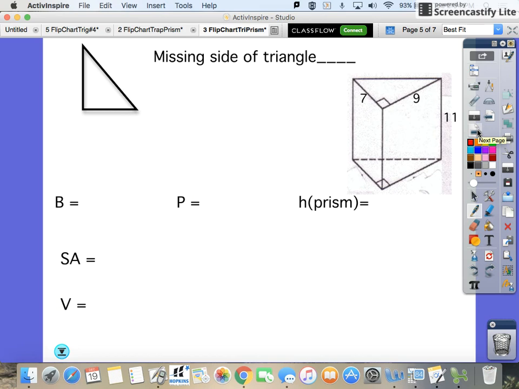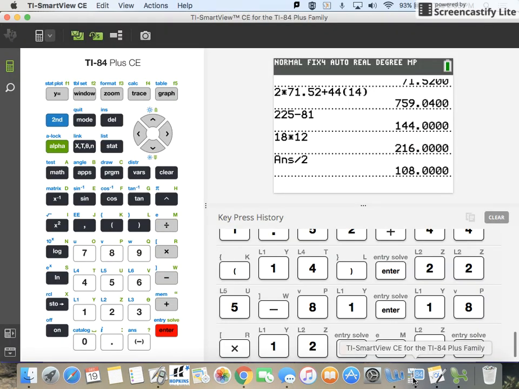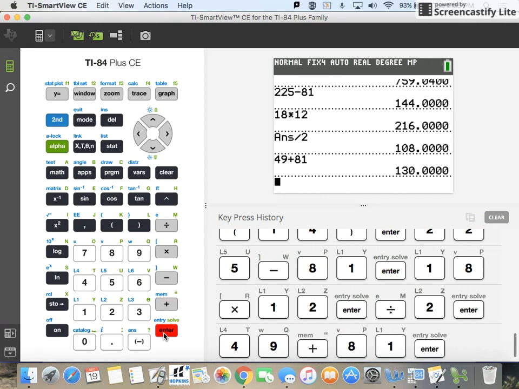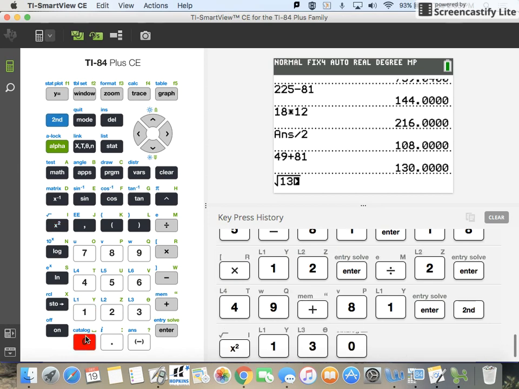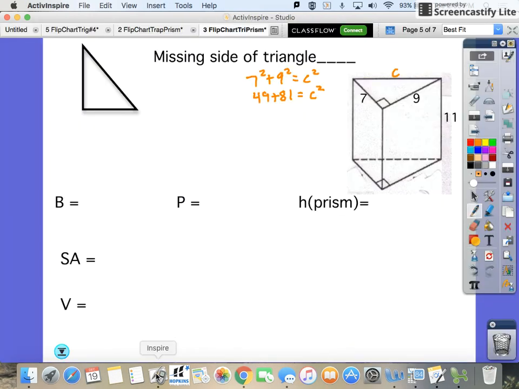So now we have some triangular prisms that we're looking at. In this one, the first thing we need is the missing side, right here. We have a 90-degree angle, which means we could do 7 squared plus 9 squared equals, we'll just say C squared. So 7 squared is 49 plus 81 equals C squared. 49 plus 81 is 130. Then we have to square root 130, and we get 11.40. So our missing side is 11.40.